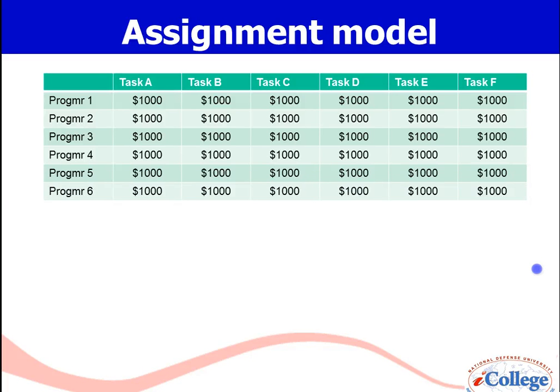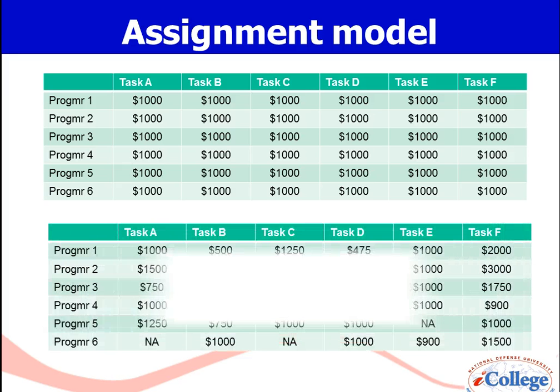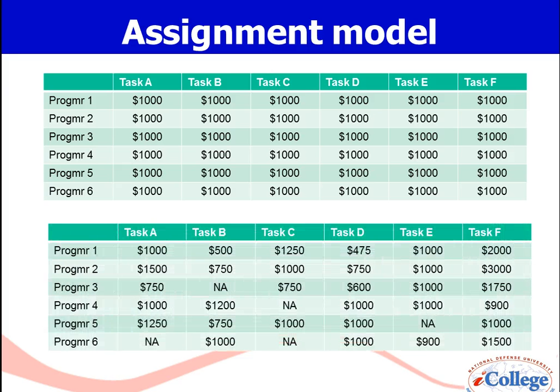Let's assume, though, you are trying to minimize the cost of completing the 6 tasks. If the cost of each task was independent of the specific programmer assigned, then your decision would be simple. It wouldn't matter. The cost of the 6 tasks is $6,000, irrespective of who gets assigned to which task.